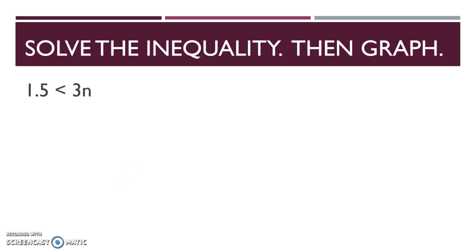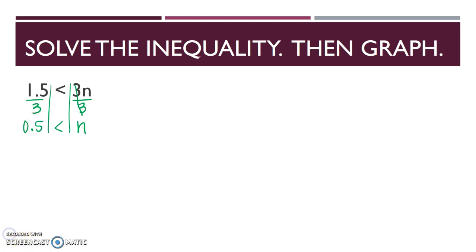Our first one here is 1.5 is less than 3n. So I'm going to, again, like I start all of these problems, draw my railroad tracks. And I want to get n all by itself. So I need to divide here. Since 3 and n right next to each other means multiplication, we're going to divide. So that allows me to cross off my 3's. I'm left with just n, bring down my inequality sign, and I have to take my 1.5 and divide it into 3 even groups, and that gives us 1/2 or 0.5.